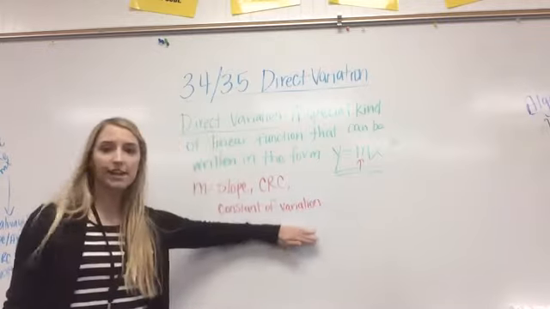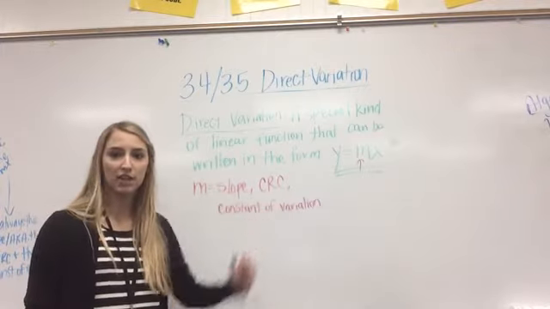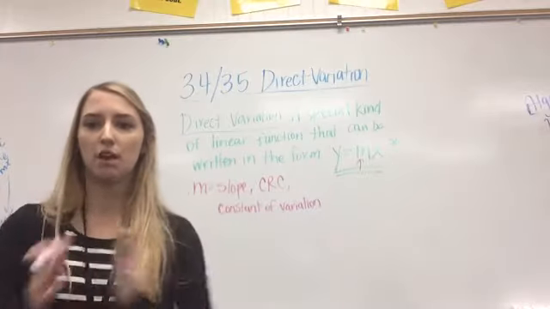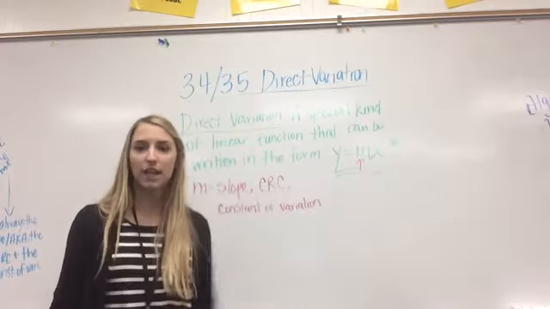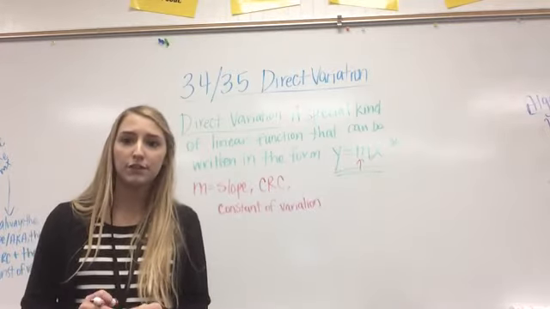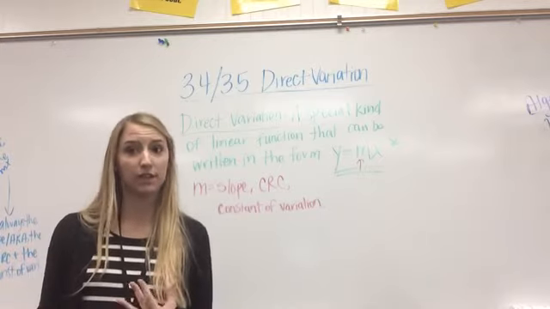The constant of variation is the same thing as the slope, and it's the same thing as the constant rate of change. Okay? So don't let those three words confuse you. They all mean the same thing, and their letter is M. We're going to look at a few different types of examples of direct variation and some that are not direct variation.